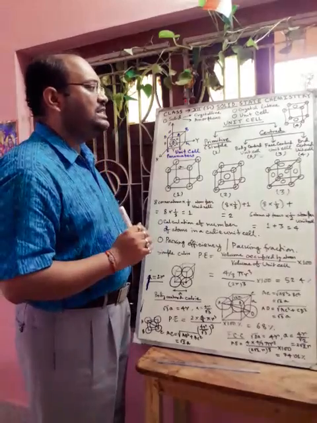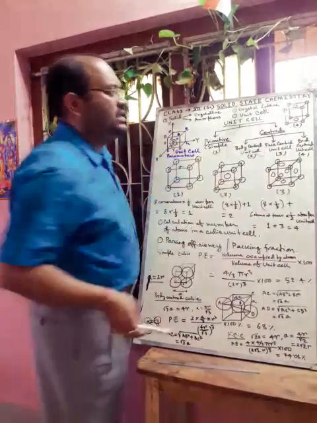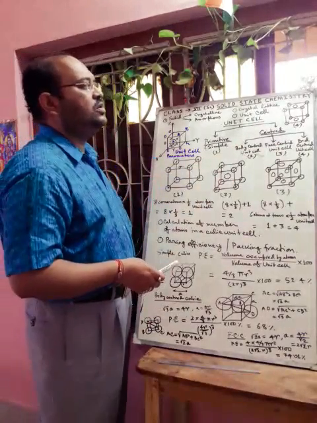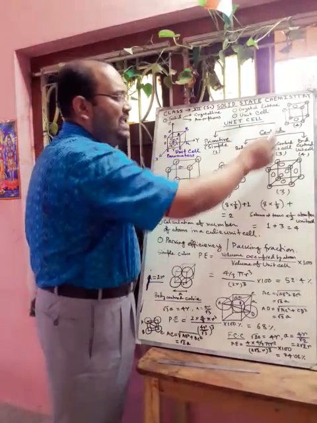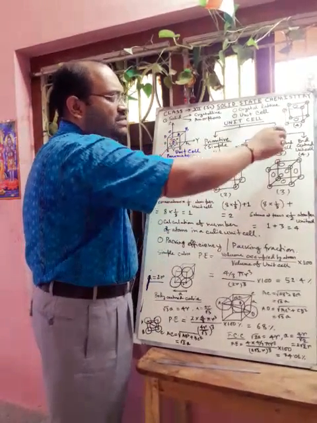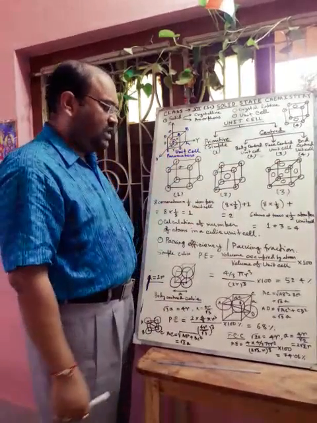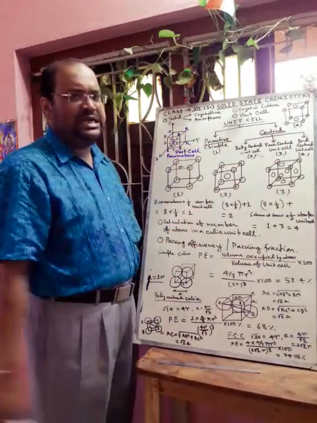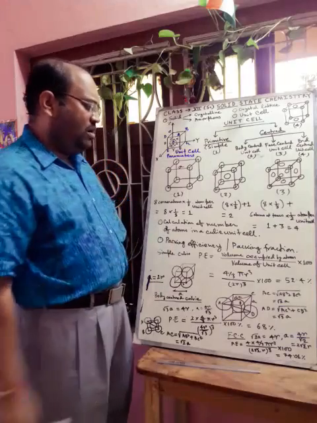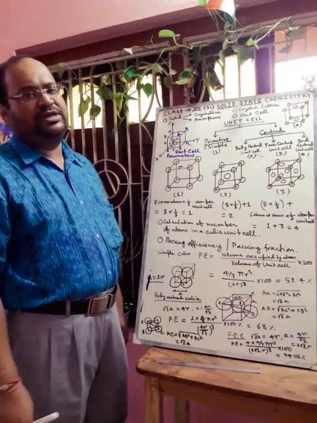Now we will discuss the end centered unit cell. In end centered unit cell, total number of atoms will be 8 into 1 by 8 and 2 at the faces, that means 2 into half, so total number of atoms will be 2. Now we can easily understand the calculation of number of atoms in a cubic unit cell.